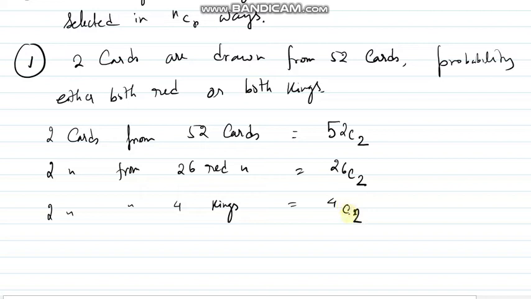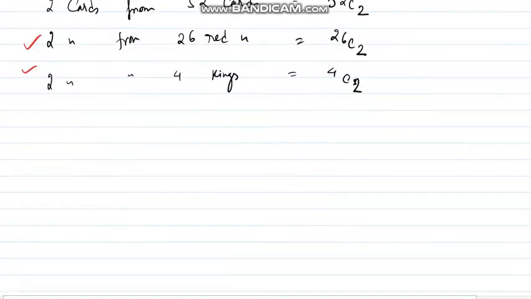Now after doing this, please check: do we have anything common between these two, the red cards and the kings? We have, right? So how many cards are common? That is two cards, because there are two red kings. How many ways can I select those two red kings? Two cards from two red kings can be done in 2C2 ways.